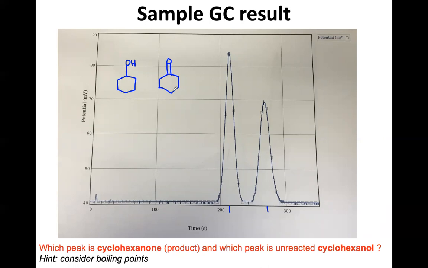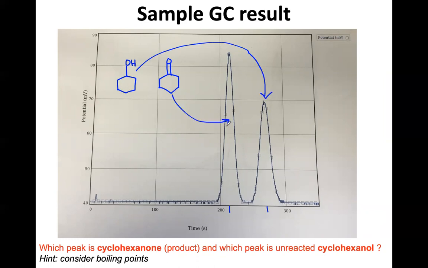Okay, well, here's the solution. The cyclohexanol, of course, is an alcohol, and therefore it is able to perform hydrogen bonding. Things that can perform hydrogen bonding tend to have really high boiling points compared to things with similar molecular weight that cannot do so. So long story short, the alcohol will have the higher boiling point. So the alcohol will be the peak that comes out later, and the ketone will be the peak that comes out sooner, okay?